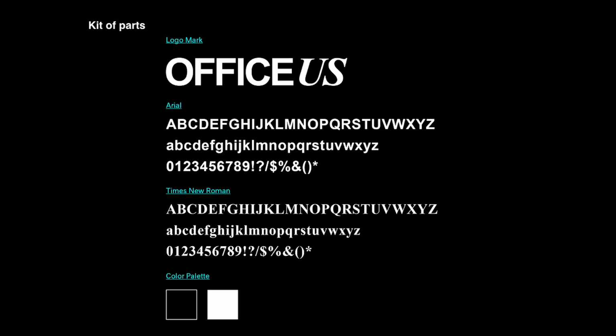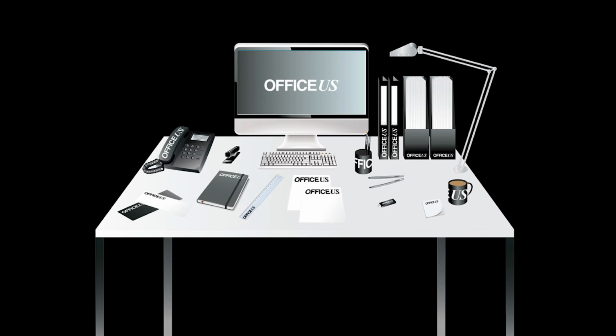Great. So this is a very simple and really decisive kit of parts for an identity. We didn't want to even introduce a color palette because we didn't know at that time how complex the 1,000 projects would be. So we thought, let's just stick with black and white. No Pantone, nobody would have to pick up a Pantone book and find the right match. No hassle whatsoever. That was basically the kit of parts that we designed. And then we submitted the proposal, and fortunately and unfortunately we won the competition.